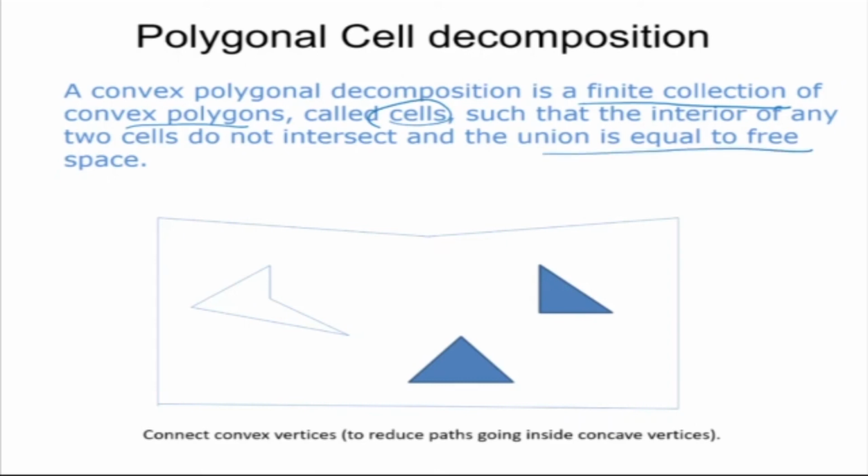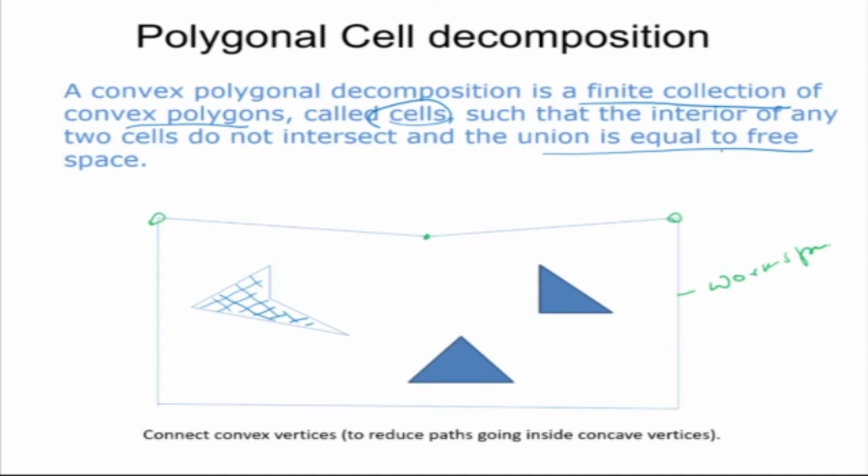Now what this means is that this is my workspace, and these are the vertices there, and these are my obstacles in here. This one is also a green obstacle. Now, convex polygon decomposition divides this total workspace into a number of cells, by a finite collection of polygons, such that the interior of any two cells do not intersect and the union is free space.